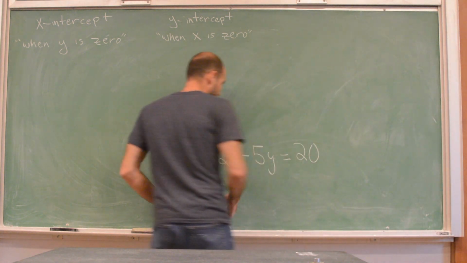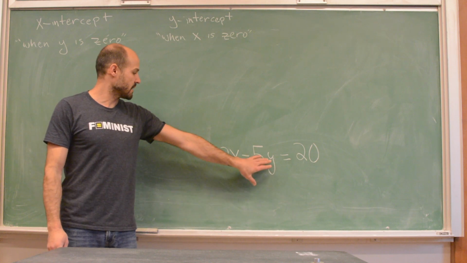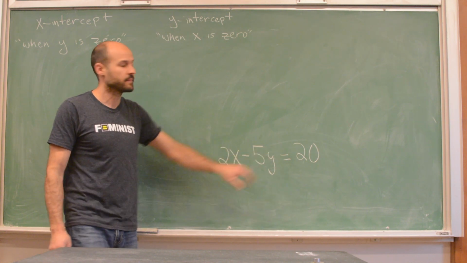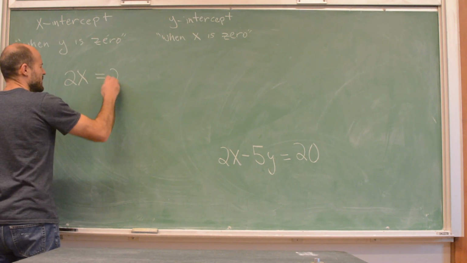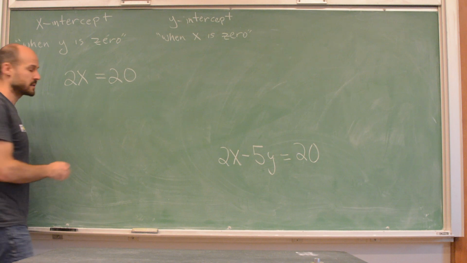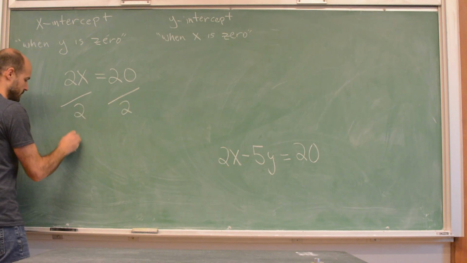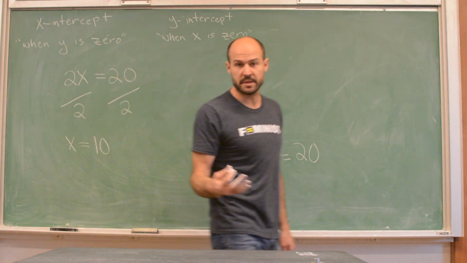So here we have 2x minus 5y equals 20. We're going to plug 0 in for y, or in other words, just forget about this term altogether, giving us 2x equals 20, and solve for x. This gives us our x-intercept.